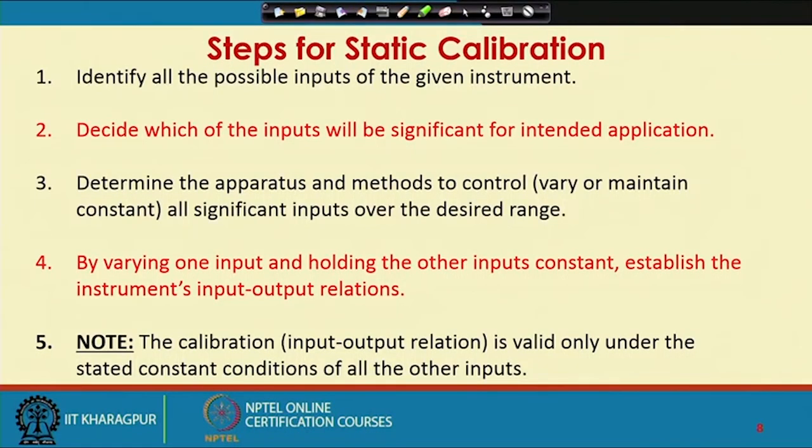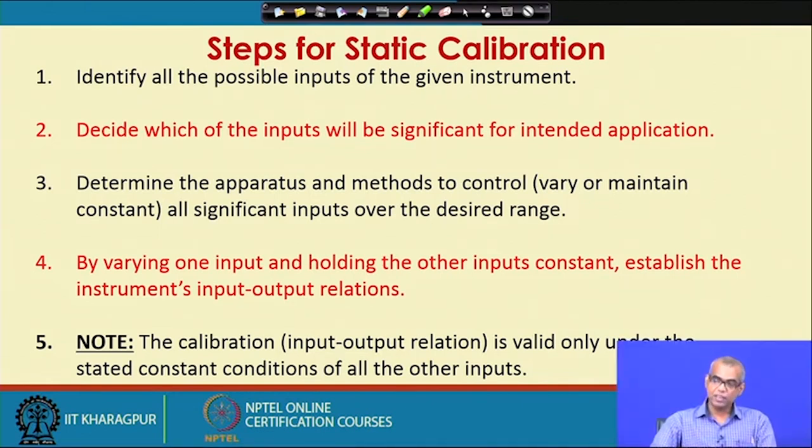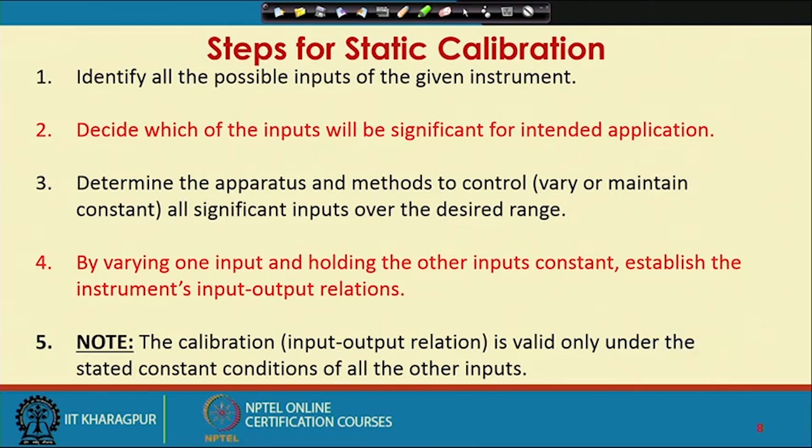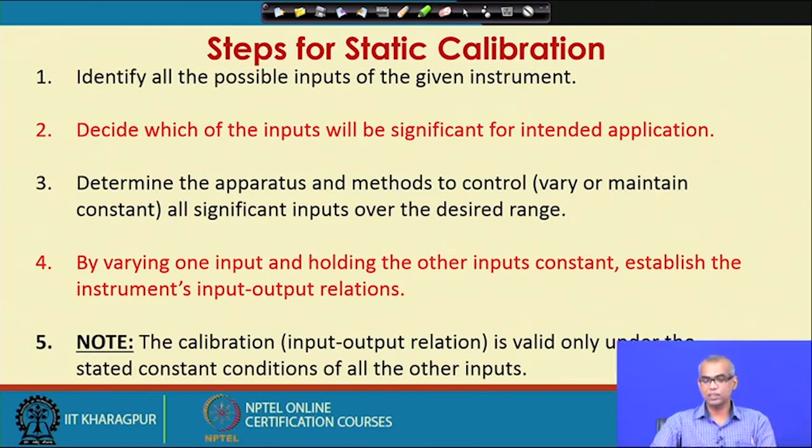Let us note that the calibration, or this input-output relation that you have obtained, is valid only under the stated constant conditions of all the other inputs. So, the calibration should be used only under the stated constant conditions of all other inputs. So, there will be a range over which this calibration will be working.